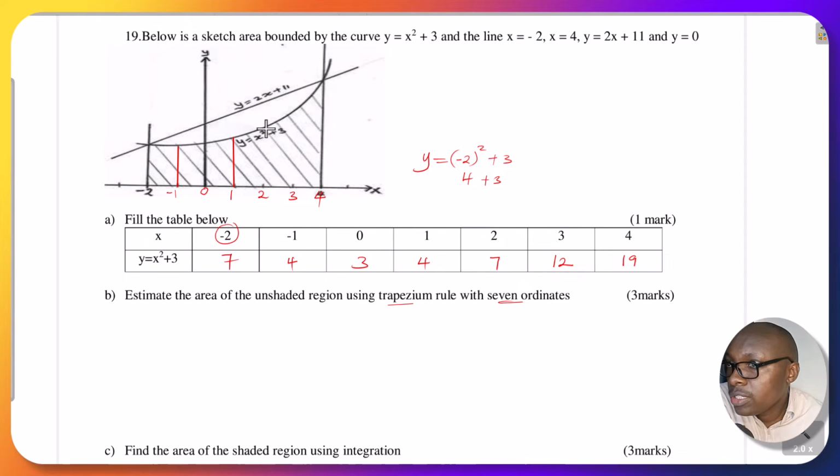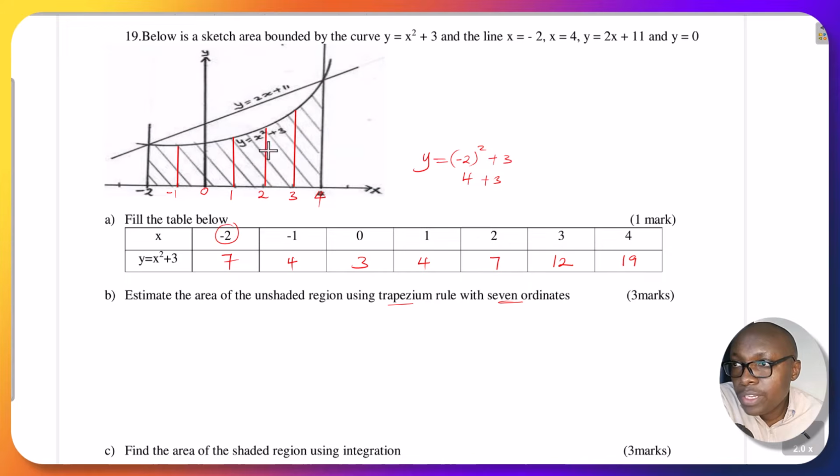These are the ordinates that you're going to use. And then you have the other one there. So we need the area of the unshaded region. To get the area of the unshaded region, you'll get the area under the line, the area under that line between -2 and 4. Then you subtract the area under the curve.